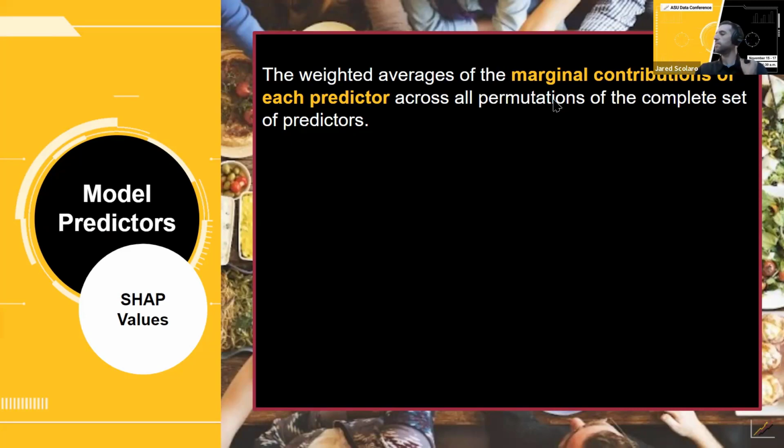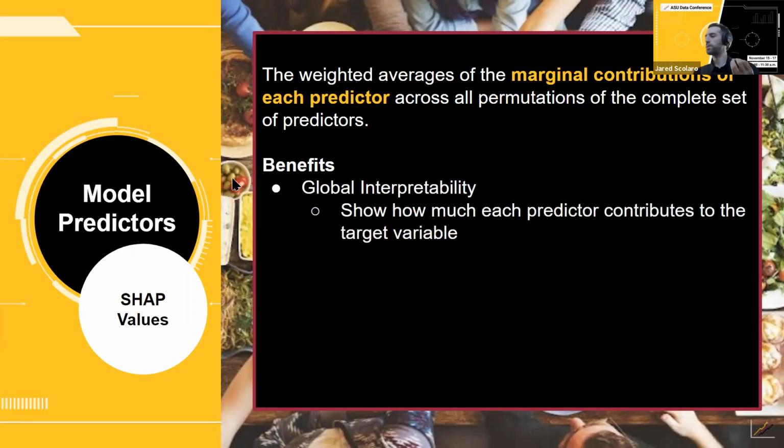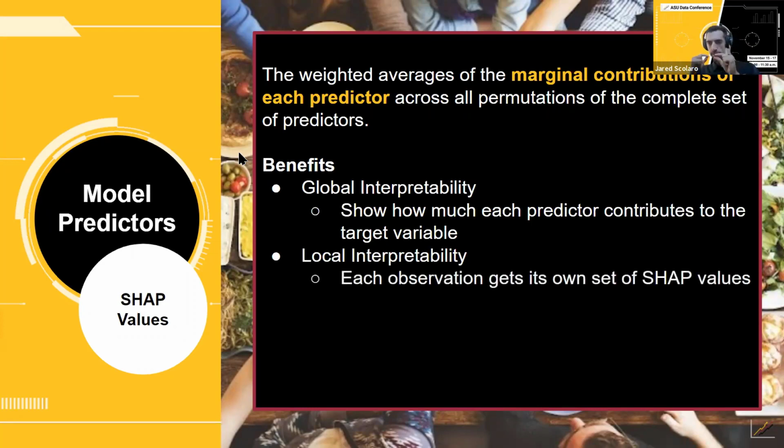If you don't want to think about it too technically, just think, okay, a SHAP value represents the marginal contribution of each predictor. And for how it's calculated, I would say go review Hamid's presentation from earlier when the recording comes out, or look at his slides. But one of the benefits of SHAP values is they're globally interpretable, so they can show how much each predictor contributes to the target variable. And they're also locally interpretable, which means each individual observation gets its own SHAP value. It can tell you how much each predictor contributes to the overall model and also to each individual observation.